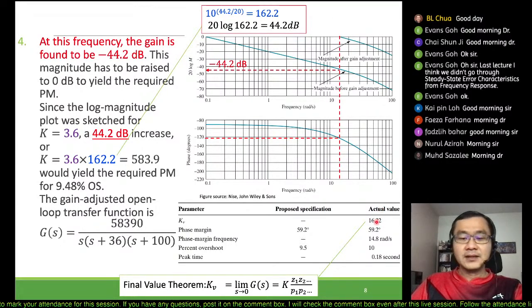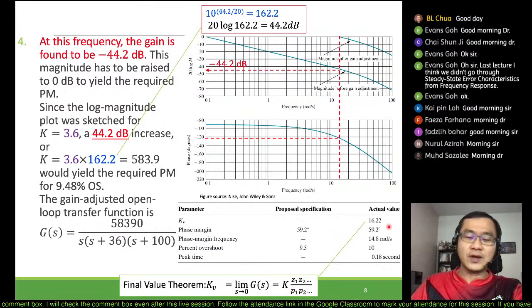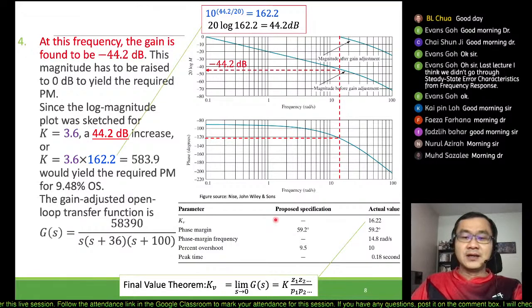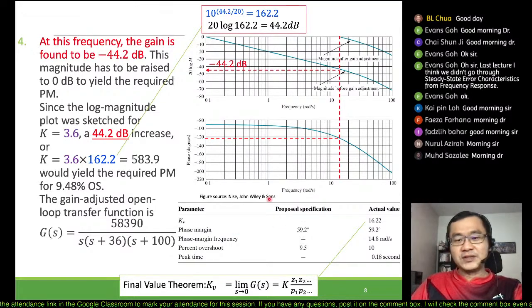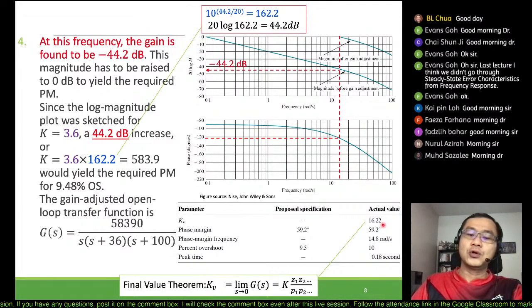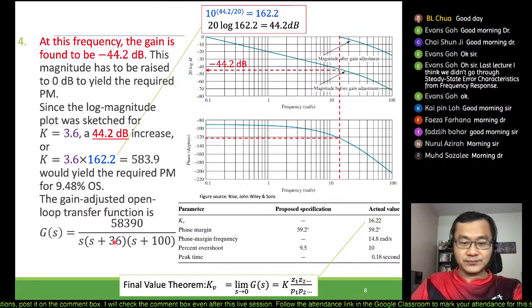If you intend to find the static constants, then you can use the final value theorem to get this kv. If you notice from the performance that we get, we have kv equals 16.22. How do we get this one? You just get k, the z0 is 0, then you have 36, 100, and you just multiply that by the pole.